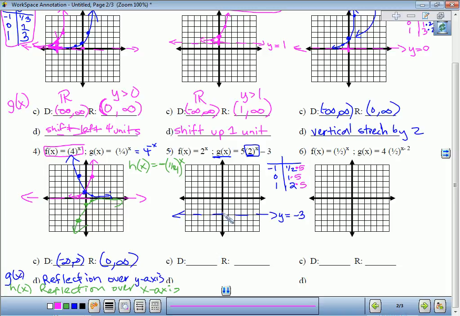So from this shifted starting position, I shifted it down 3. I'm starting right here. I go left 1, up 5/2. 5/2 is 2.5. Boom. Left 1, up 2.5. Left to right 0, up 5. And then right 1, up 10 is totally off the graph. And we have this very stretched out exponential function.